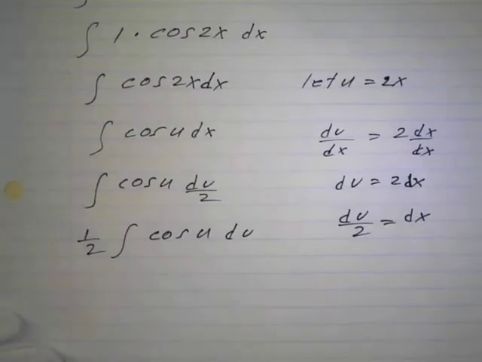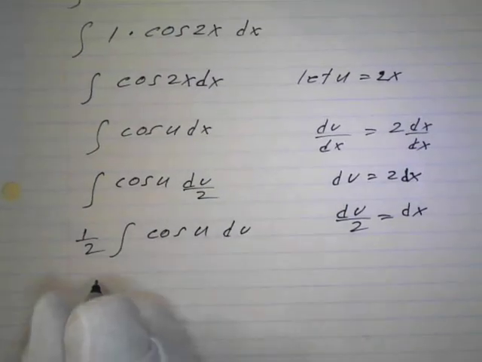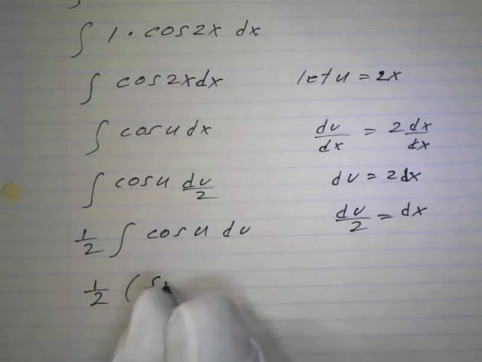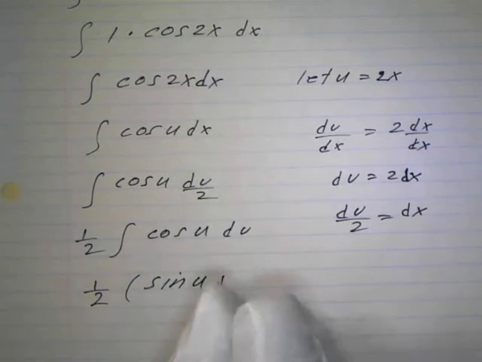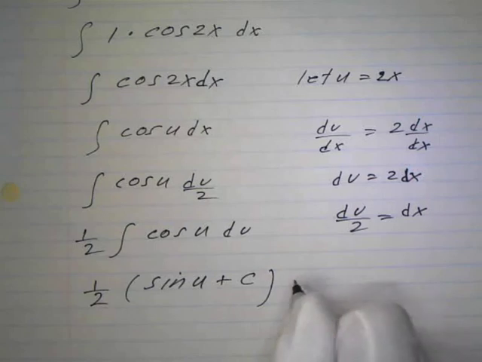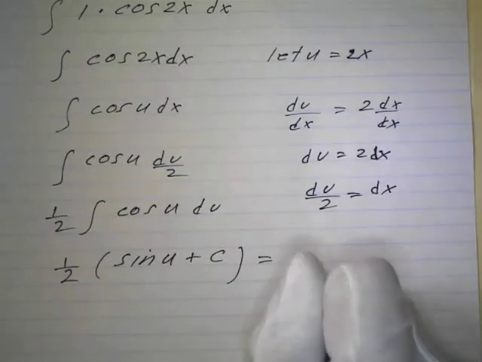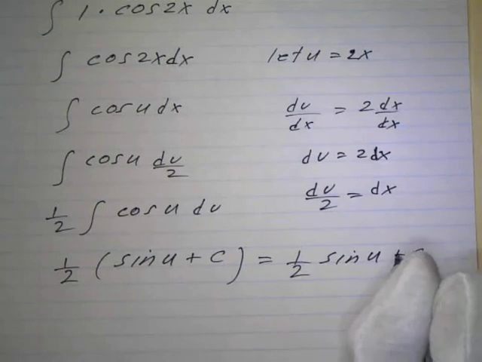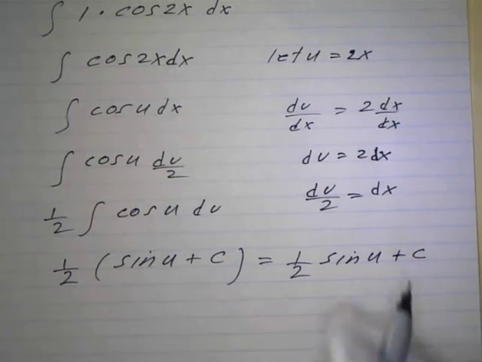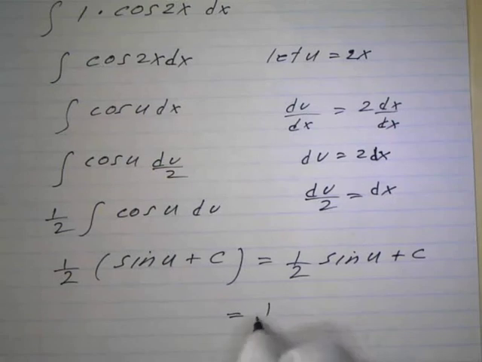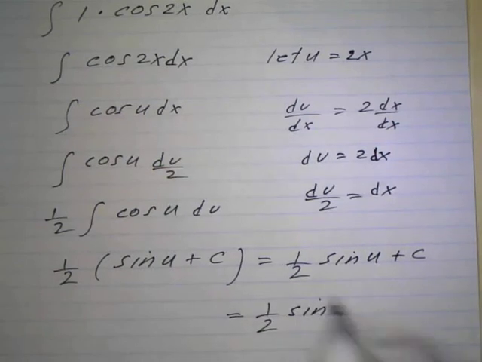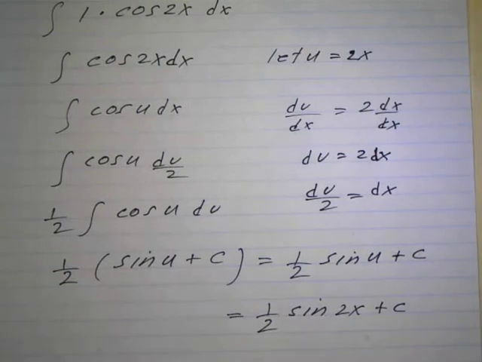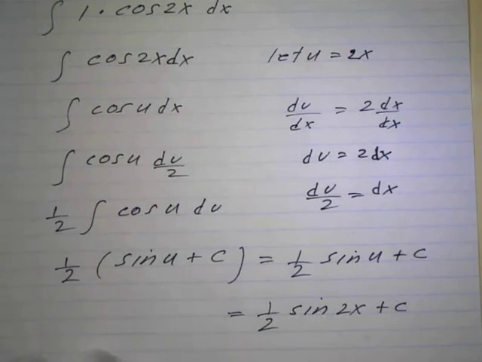And what's the integral of the cosine of u du? That's just the sine, right? So we've got 1/2 the sine of u plus c. And then we can finally do our substitution back in. So 1/2, and what's u? 2x. So there we go. So that's number 52.